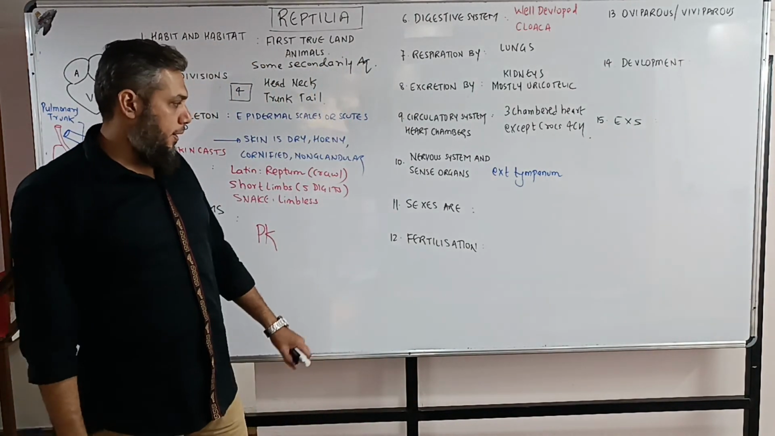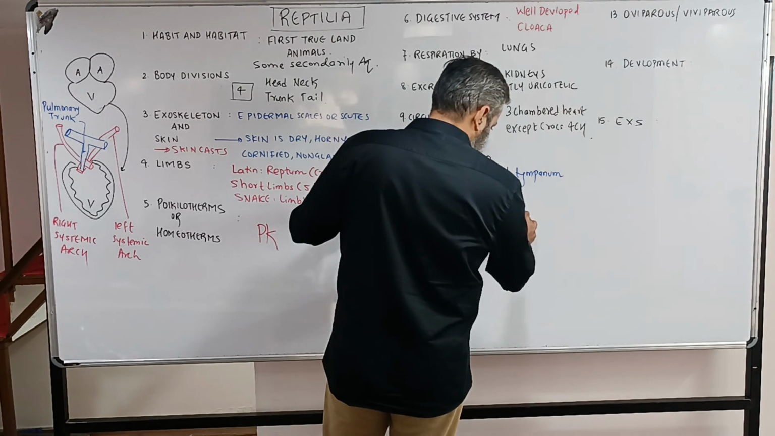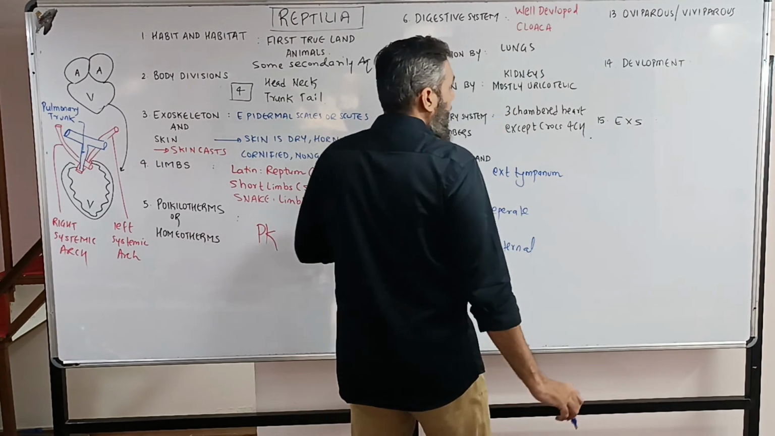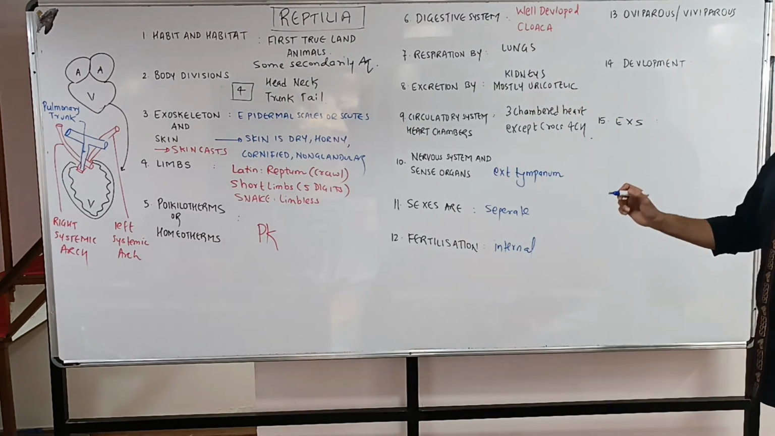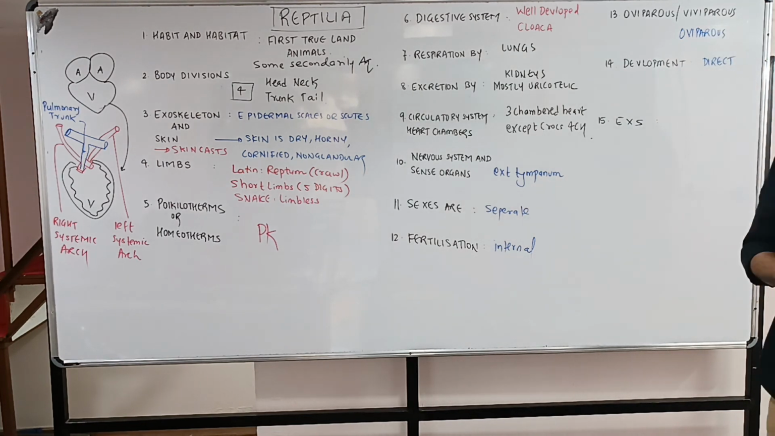Okay? Sexes are separate. Fertilization is internal. Are they viviparous or oviparous? Oviparous. With which development? Direct. See the examples, everybody.